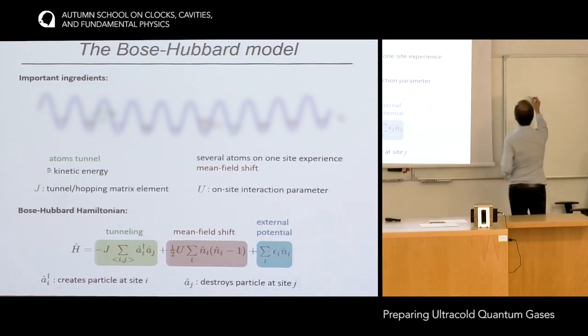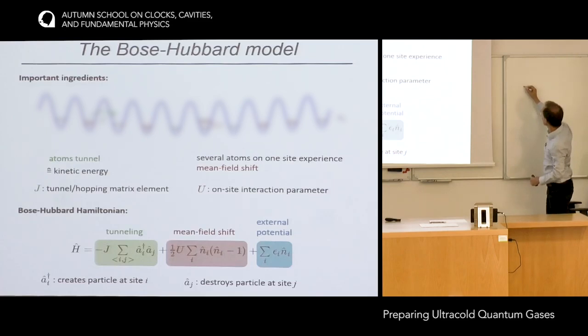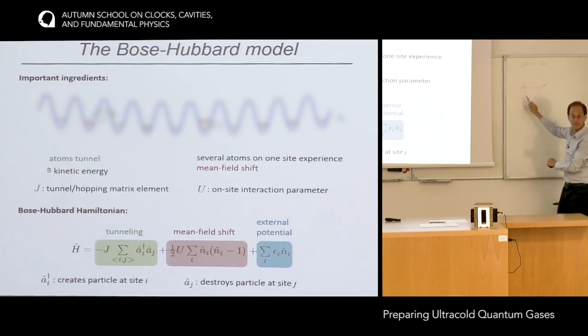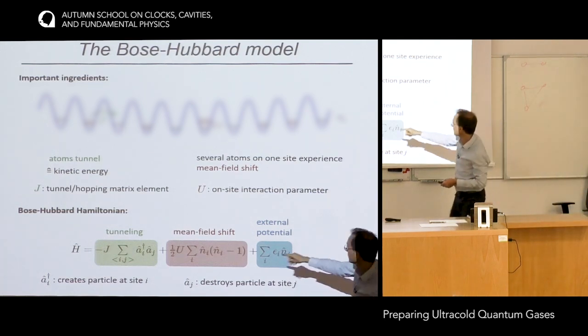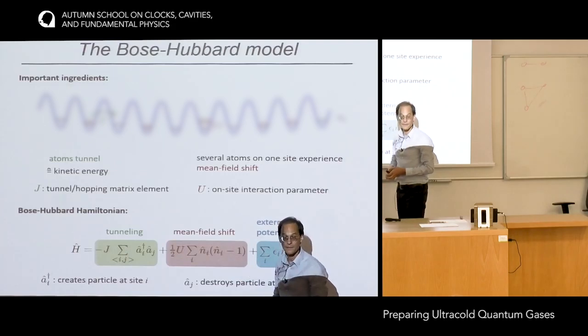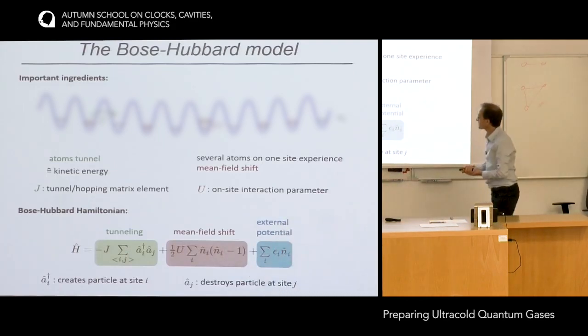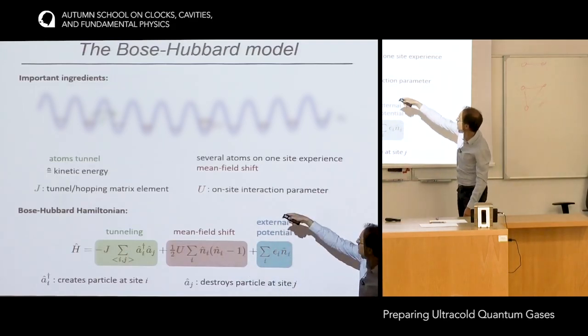And where is this coming from? This operator n times n minus 1, it's just counting the number of possible interactions. If you have 3 atoms, there are 3 different ways of them to interact, so you get more interaction energy here. And then we have the external potential.